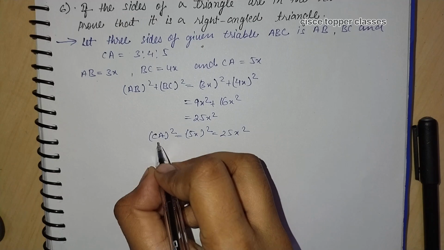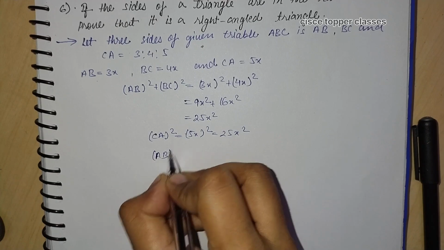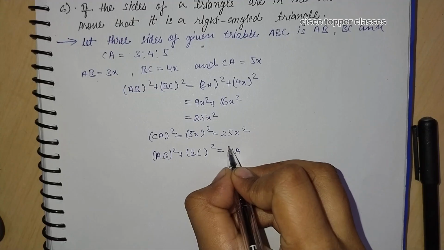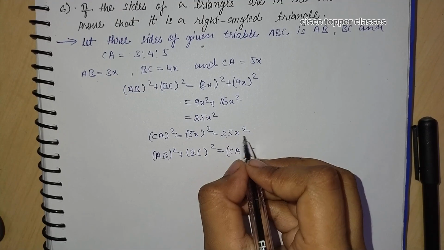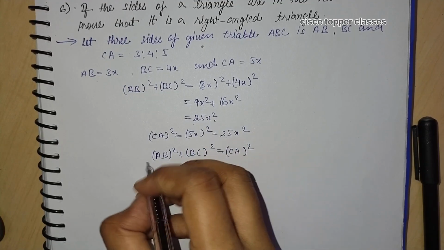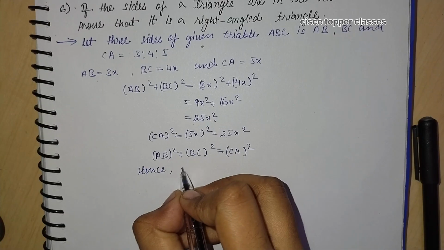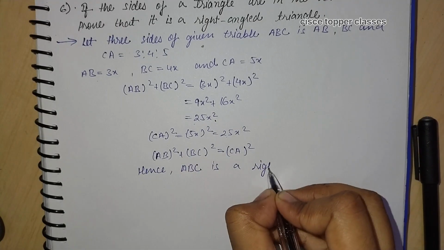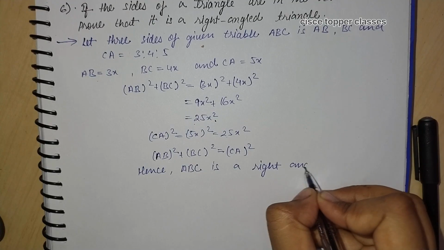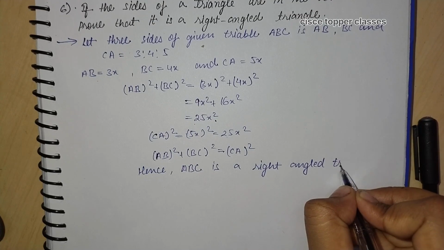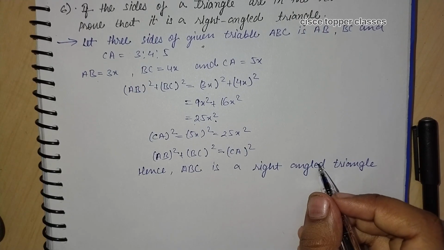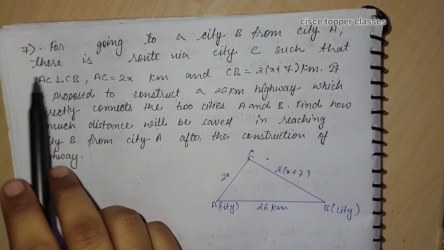So we can simply write this part as AB whole square plus BC whole square is equal to CA whole square, because this is also 25x square and this is also 25x square. Hence we can say from here that ABC is a right angle triangle by Pythagoras theorem only. So we have applied this Pythagoras theorem to find the hypotenuse, base and angle. Now let us solve the seventh question.